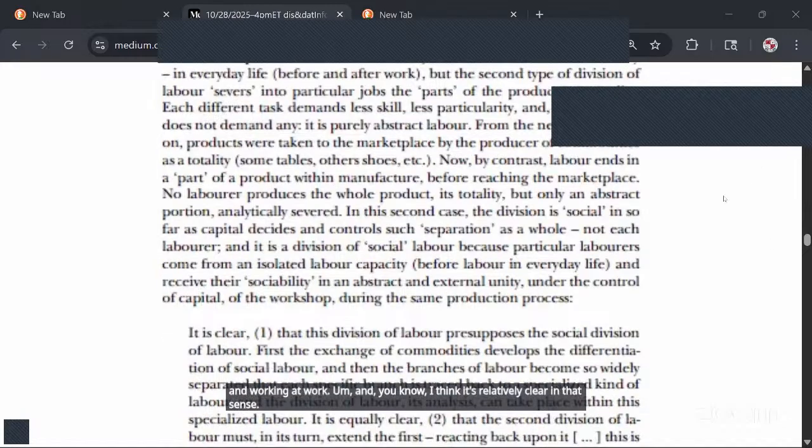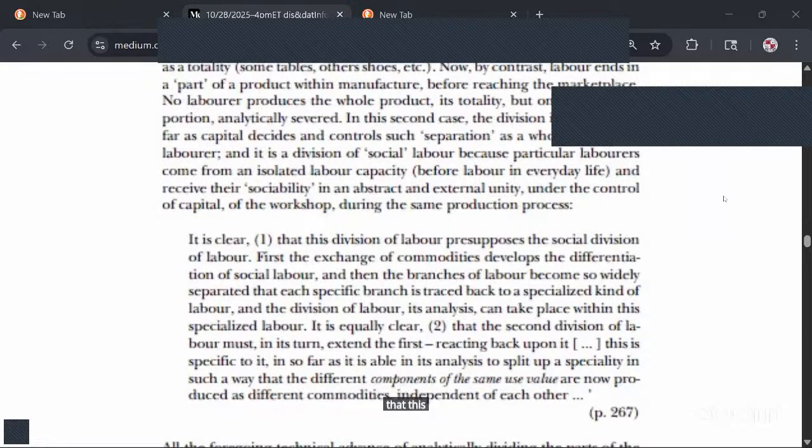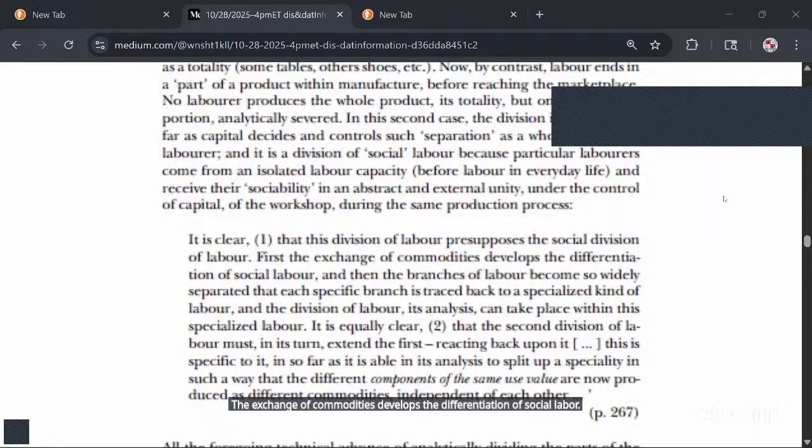All right. Anyway, quote Marx, it is clear, number one, that this division of labor presupposes the social division of labor. First, the exchange of commodities develops the differentiation of social labor. And then the branches of labor become so widely separated that each specific branch is traced back to a specialized kind of labor. And the division of labor, its analysis can take place within this specialized labor. Now, it's equally clear, number two, that the second division of labor must, in its turn, extend the first, that is, reacting back upon it.